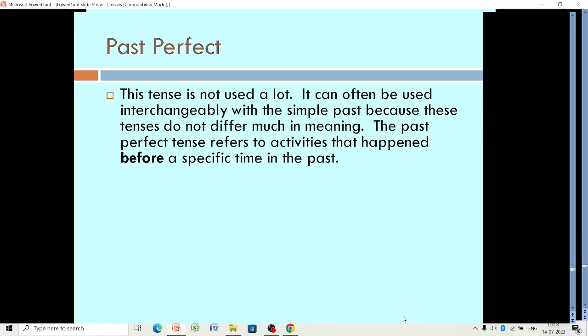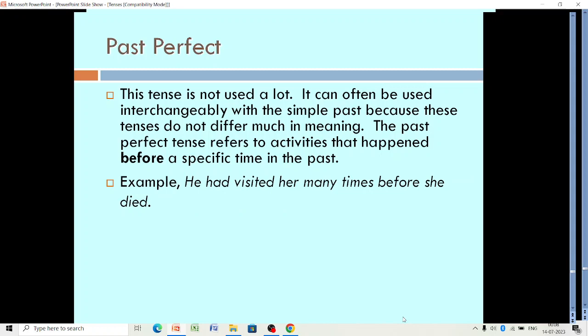Past perfect. This tense is not used a lot since simple past itself serves the purpose. It can often be used interchangeably with the simple past because these tenses do not differ much in meaning. The past perfect tense refers to activities that happened before a specific time in the past.